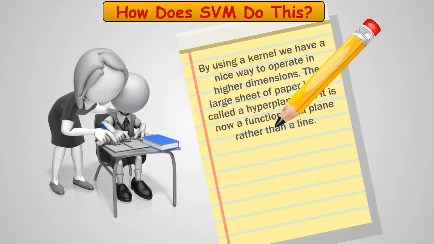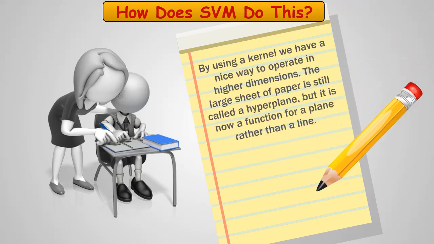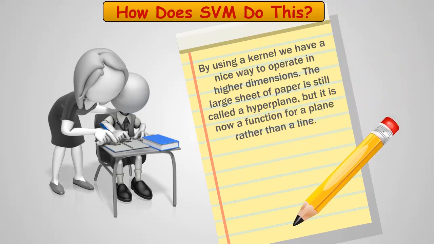So how does SVM do this? Well, by using a kernel, we have a nice way to operate in higher dimensions. The large sheet of paper is still called a hyperplane, but it's now a function for a plane instead of a function for a line that you would see in regression. Now let's take a look at this visually, graphically, so you can understand what the support vector machine is doing.